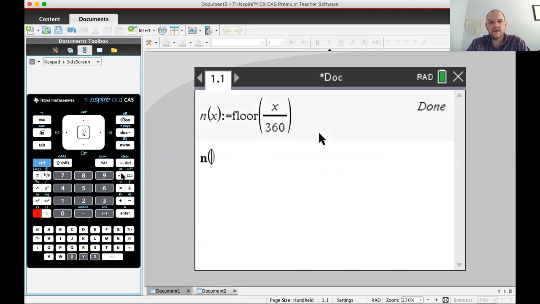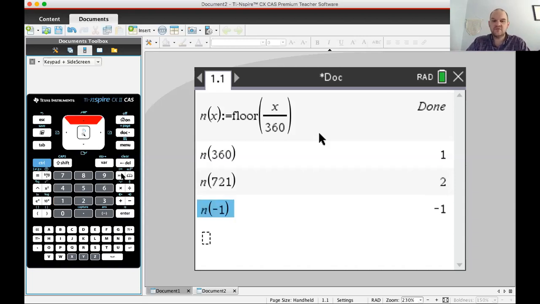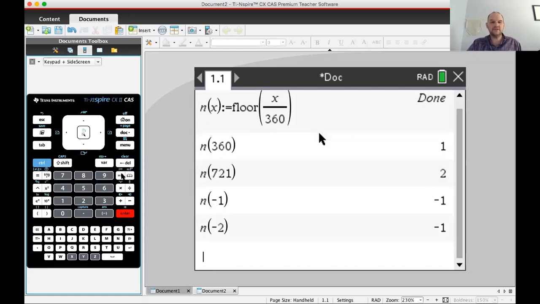Okay, let's do some. Let's do n of 360. It should be 1 because 360 is exactly 1 revolution more than 0. If we do n of 721, that's 2 full revolutions and a little tiny bit more. So this should just give me 2, which it does. Let's do n of -1. -1 divided by 360 is a very tiny negative, but the integer to the left of that is -1. Let's do -2 also, because I realize -1 is a little deceptive. -2 divided by 360 is a very small negative decimal. The integer to the left of that is -1. This is working. This is actually how we are finding n.